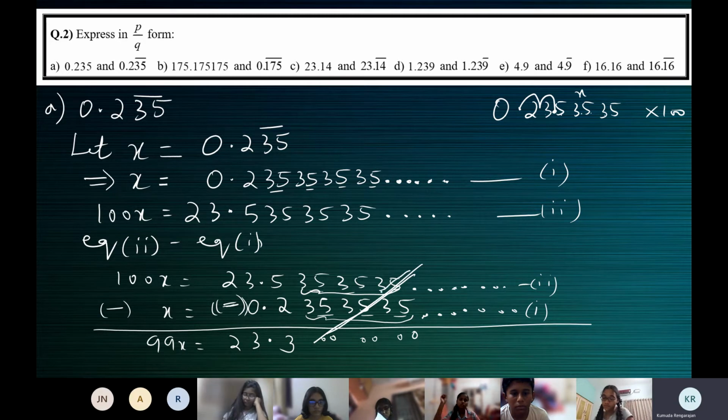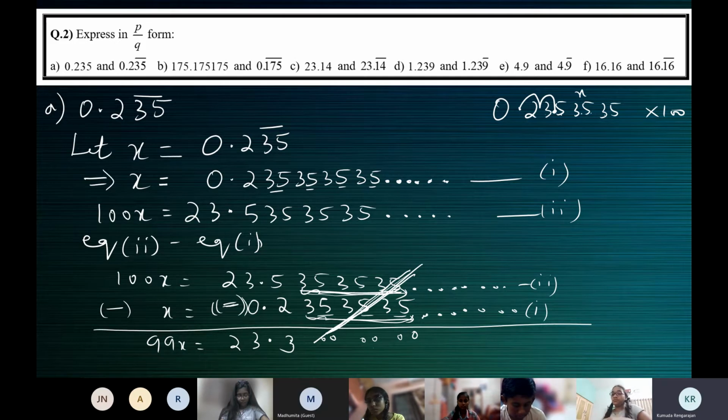Now here, this recurring part, they get cancelled because in the first equation also 3, 5 goes on forever. Here also 3, 5 is going on forever. So that will get cancelled. Meaning when you subtract, you'll get 5 minus 5, 0, 3 minus 3, 0, 5 minus 5, 0. So 0 only you're getting, so you can ignore that. Now 5 minus 2 is 3. This decimal point, 23 minus 0 is 23.